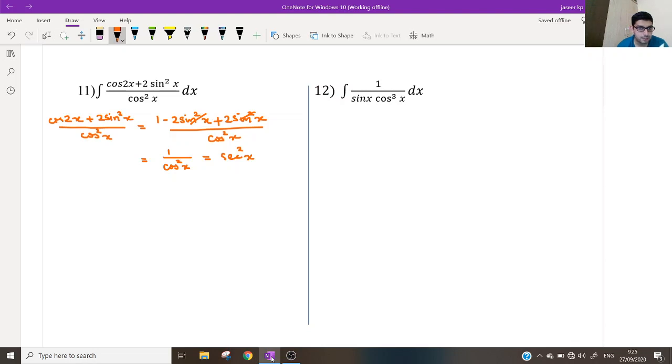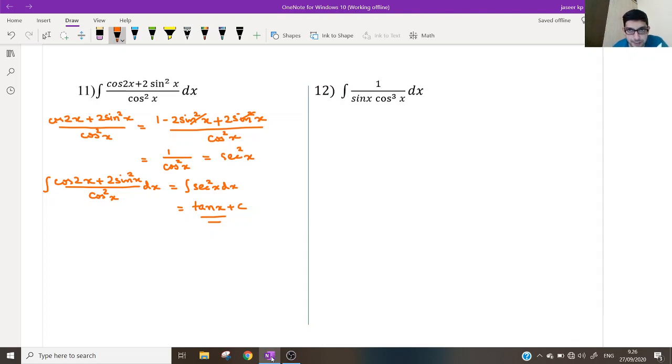That is equal to secant square x. So the integral of cos 2x plus 2 sin square x divided by cos square x dx is equal to the integral of secant square x dx. Now the integral of secant square x is tan x, so the answer is tan x plus c. So the integral of cos 2x plus 2 sin square x by cos square x is equal to tan x plus c. Now we'll move to the next one.